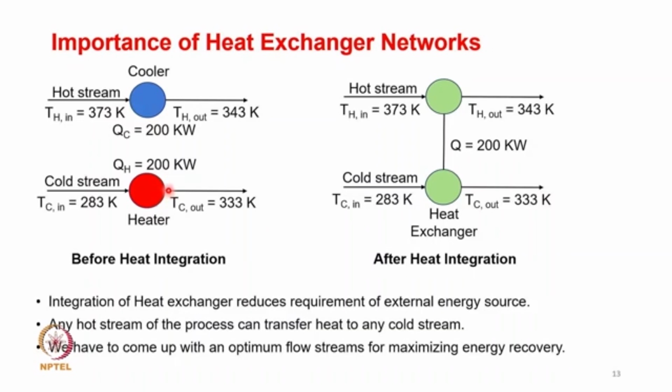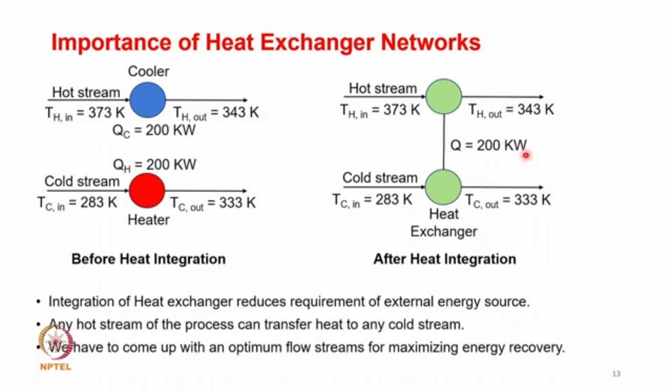This process of reclaiming heat is known as heat integration. So look at the case here. In the heat exchanger, what are we trying to do? We take away the heater and the cooler, and we use the hot stream, which is at 373 Kelvin, and pass it through a heat exchanger, which is used to heat the cold stream, which is at 283 Kelvin.